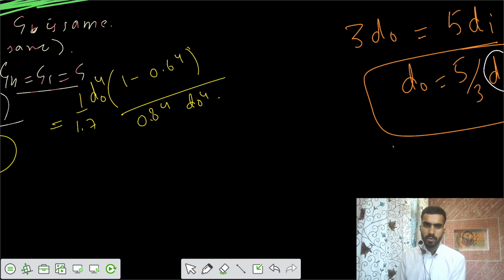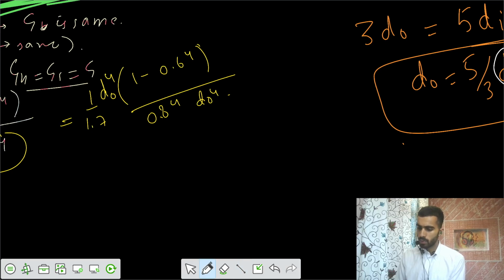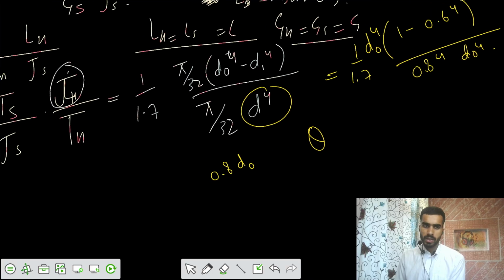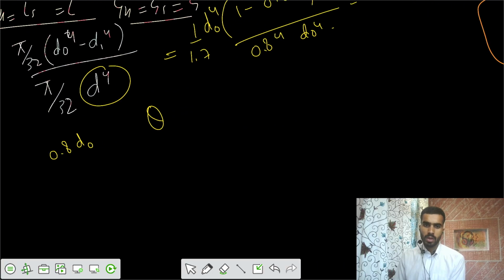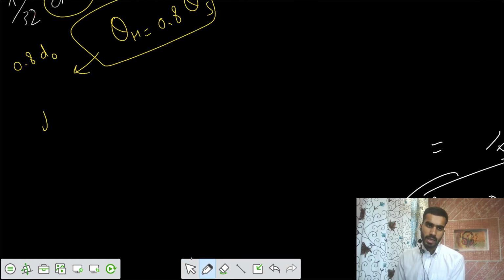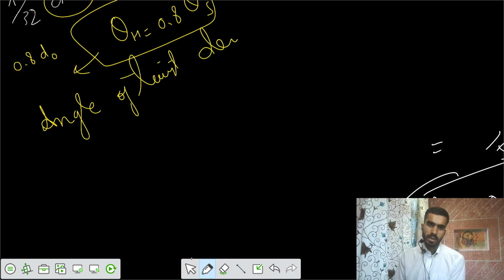That's 1.25. You got a ratio of 1.25. So that means the ratio between theta solid and theta hollow gives theta hollow equals 0.8 of theta solid. That means the angle of twist developed in the hollow section is lesser.